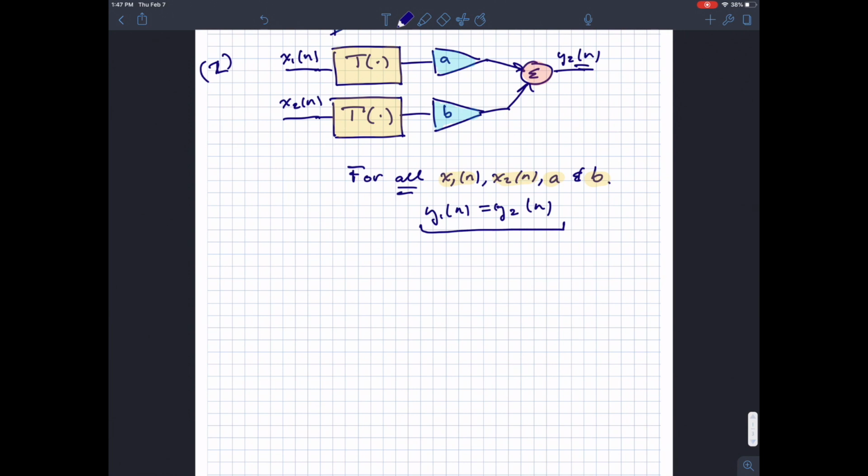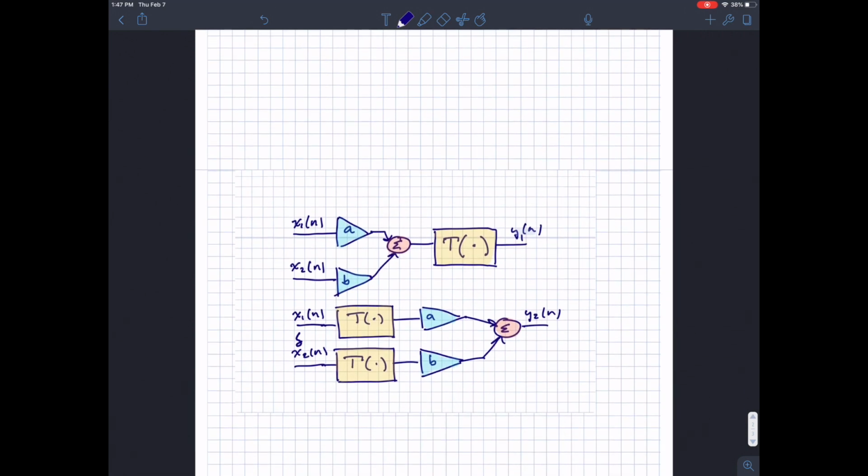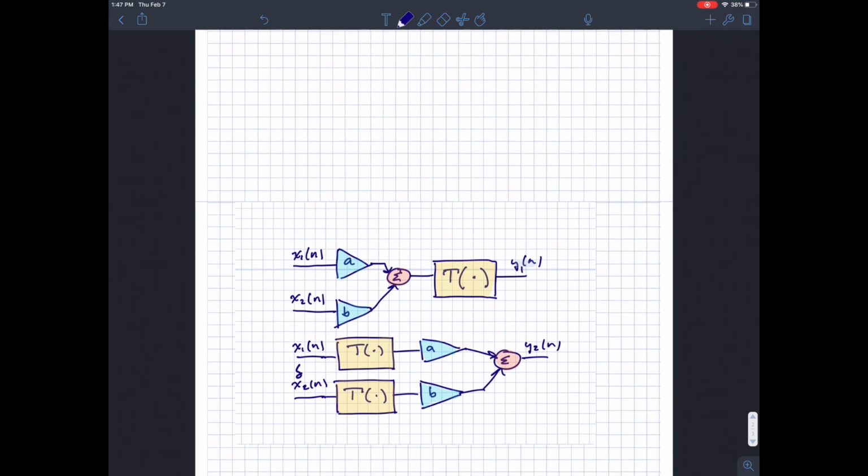In class, we talked about a specific example of a system where we take x of n and plug that into the system, and in this particular case, the system was squaring. All right, and in class, we showed that was not linear. Okay, so I wanted to do a few examples of that just to illustrate the point a little bit more.